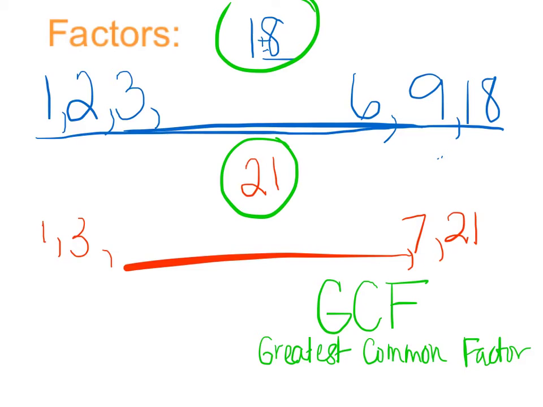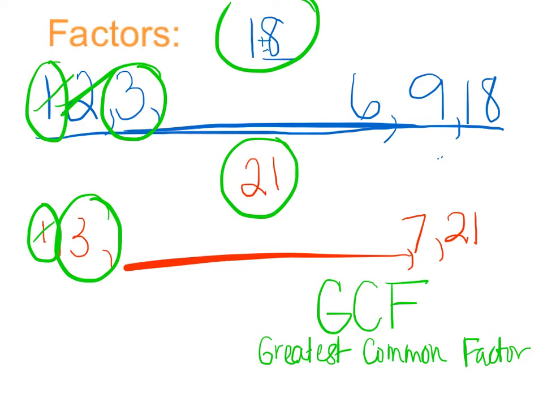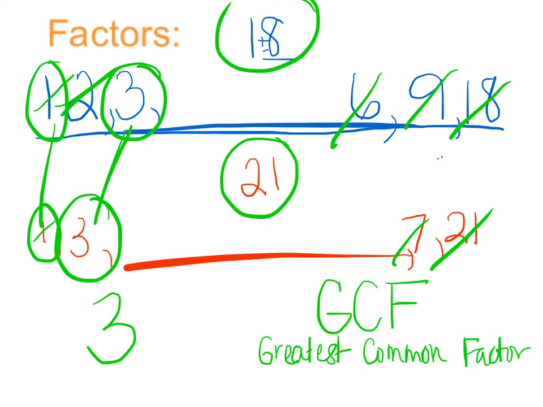So I'm going to start at the end, one on each side. They both have 1 in common. They do not have 2 in common. They both have 3 in common. I guess I should have circled that 1. And that is it. All they have in common is 3 and 1. Which one of those is the greatest? 3. Very good. So 3 is the greatest common factor.